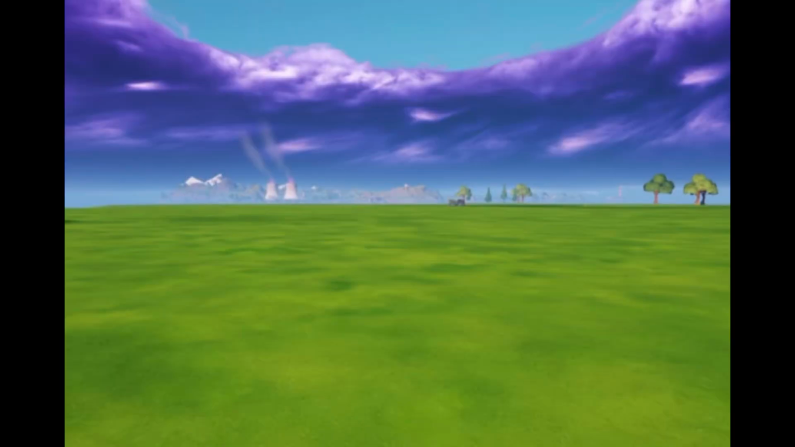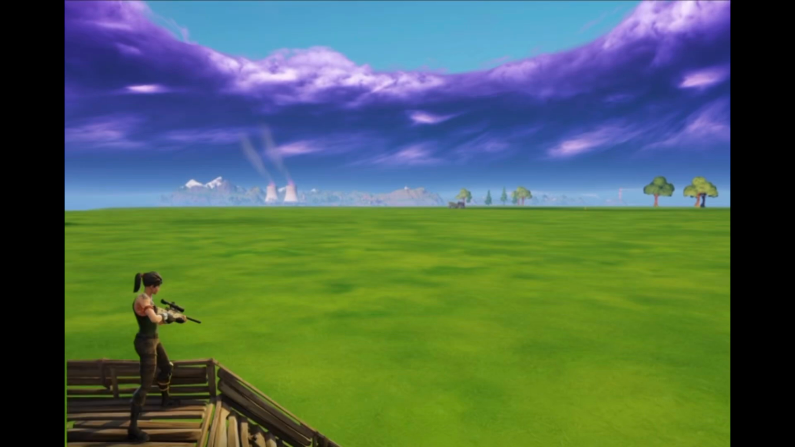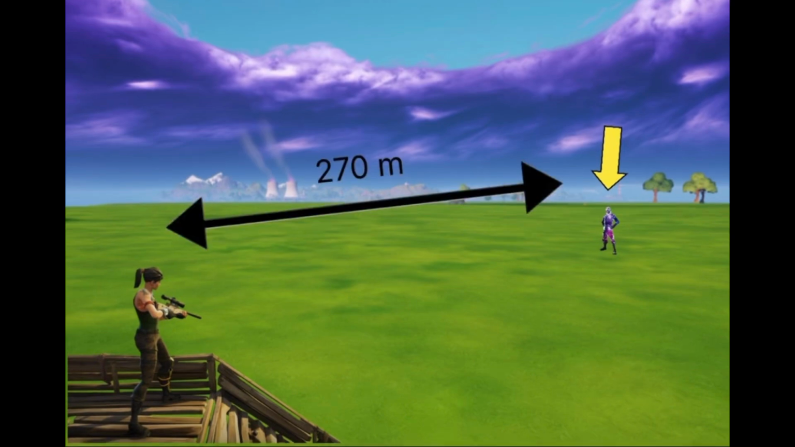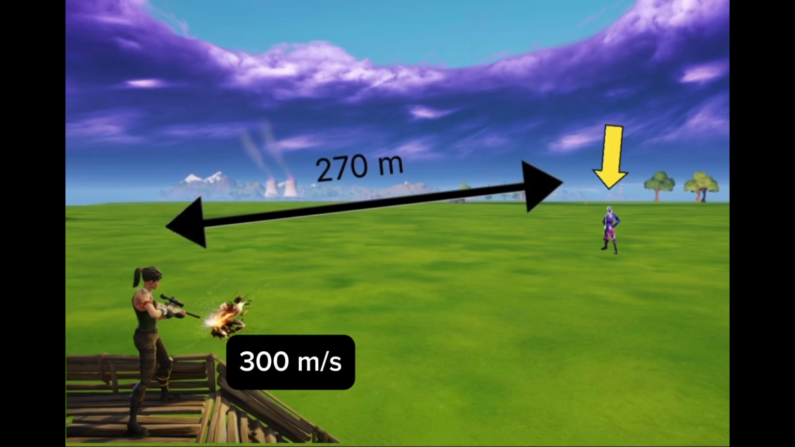So, how do we calculate the speed of the bullet? First, we must know the position of the shooter. Let's say they are at the top of a ramp, which is 3.8 meters tall. Then, let's say the enemy is 200 meters away. And according to Fortnite, a hunting rifle fires at a speed of 300 meters per second.